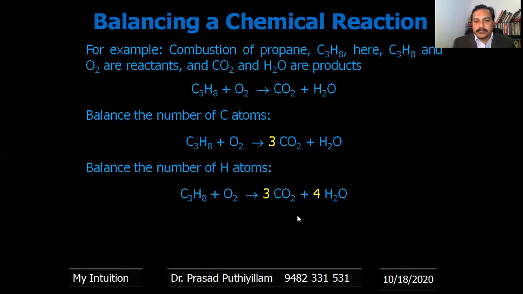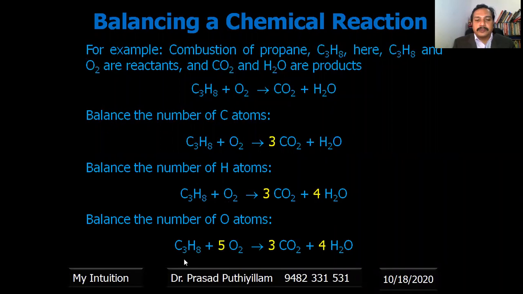Now the remaining is oxygen. On the product side, 3 carbon dioxide gives a total of 6 oxygen, and 4 steam gives 4, so 6 plus 4, 10 oxygen is there on the right-hand side or product side, whereas on the reactant side only 2 is there. Therefore we can give a number 5, and it becomes 10. Therefore C3H8 plus 5O2 gives 3CO2 plus 4H2O. It is a balanced chemical reaction.